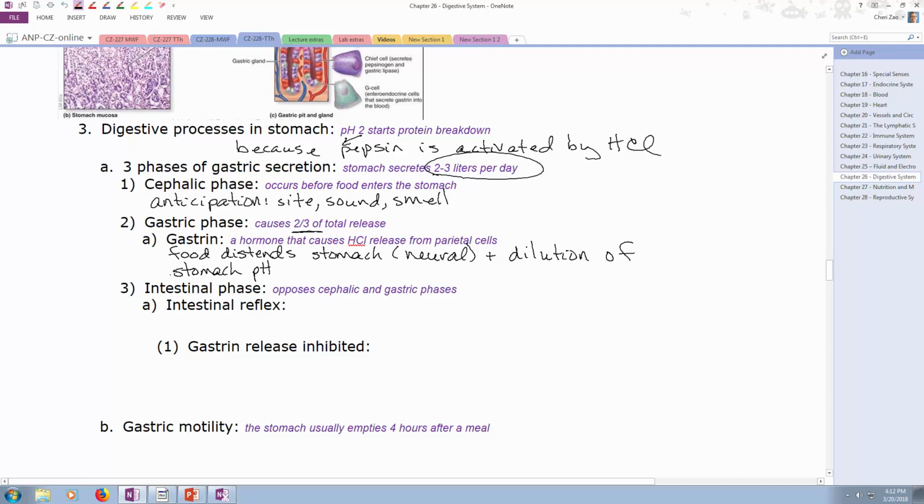So dilution of stomach pH, again, chemoreceptor response, because a neural response with distension is a pressure receptor or mechanoreceptor or baroreceptor, whichever one you want. Well, then also all of these, distension of stomach and dilution of stomach pH, will all produce gastrin release, which is a hormone, which then means we will get an increase in gastric juice production.